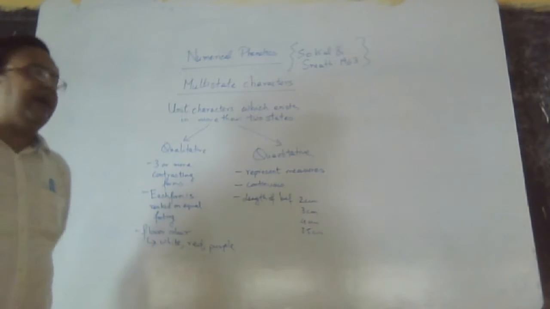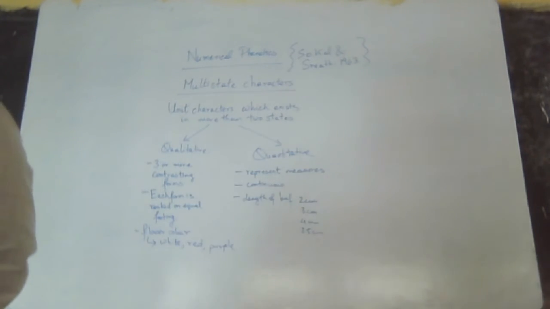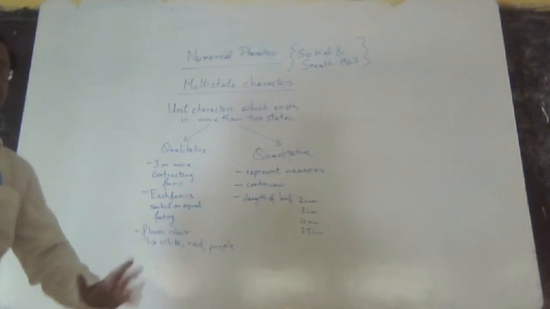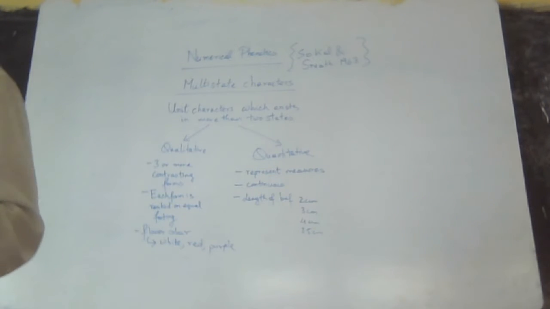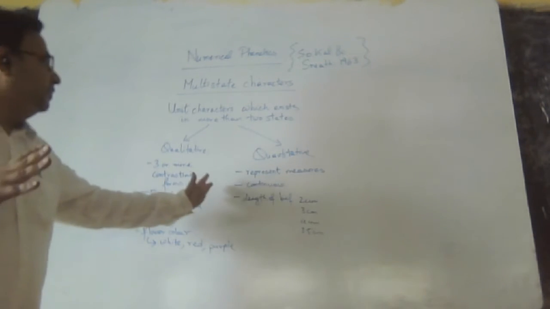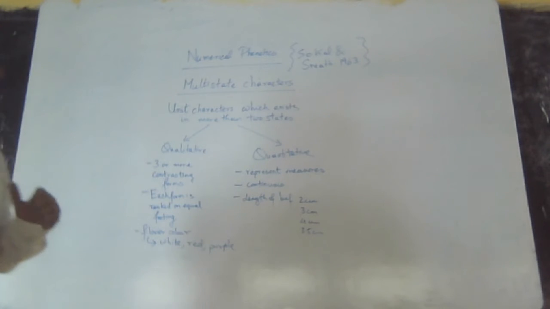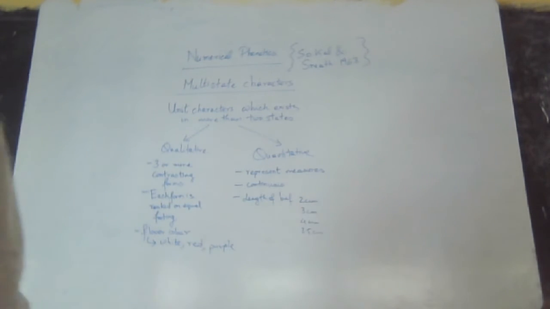So it is continuous. A leaf can be 2 centimeter, 2.1 centimeter, 2.2 centimeter, 2.15 centimeter. So it's on a continuous scale. It's not discrete. So this type of a character, a 2 centimeter leaf, 2.5 centimeter leaf, 3 centimeter leaf, we are quantifying the length. On the basis of this it is a quantitative multi-state character.